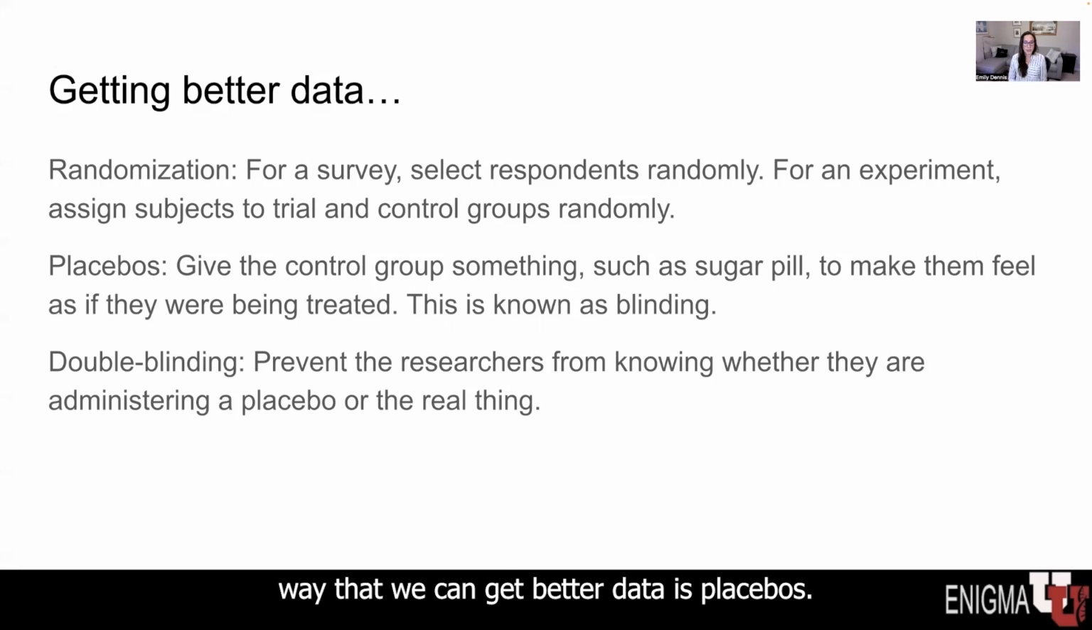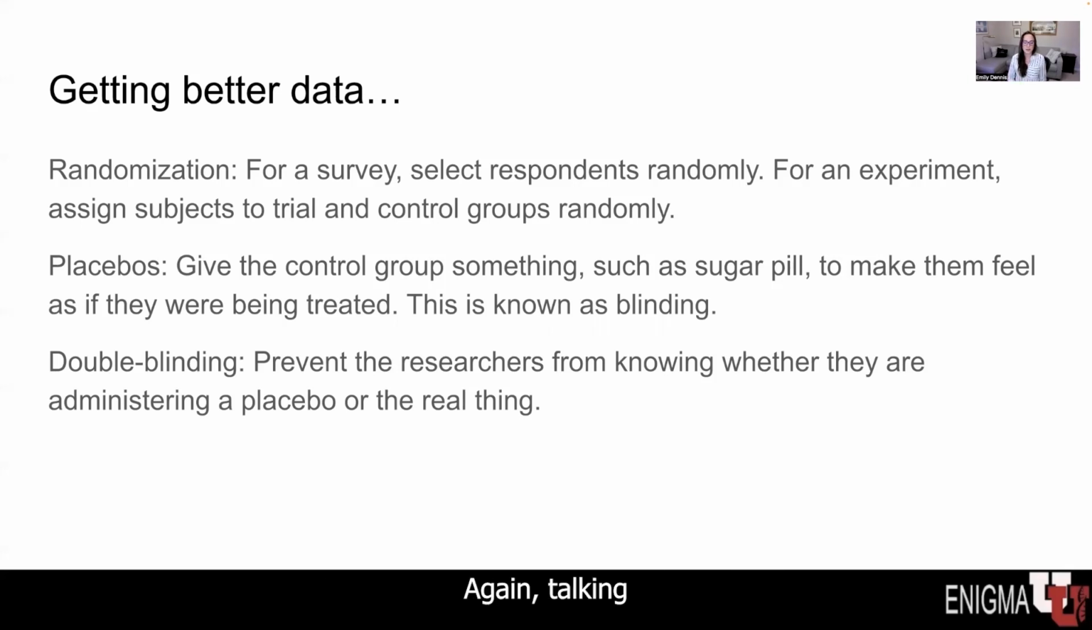The next way that we can get better data is placebos. This is generally part of a process called blinding. When we deal with placebos, we give the control group something such as a sugar pill to make them not know whether or not they've been treated.